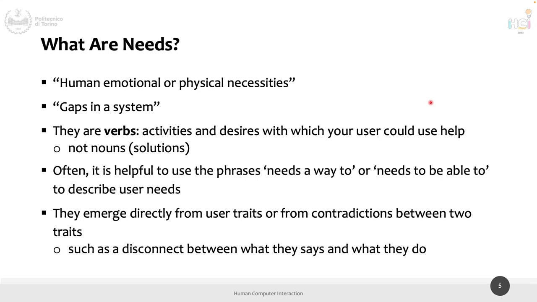And also they can emerge, as an example, as a disconnect between what they say, the typical is the want, and what they do. Maybe I'm showing you how I enroll in an exam, and I'm telling you something. And maybe what I told you is different from what I'm showing you. So the disconnect between the show and the tell could be a space in which a need can emerge.